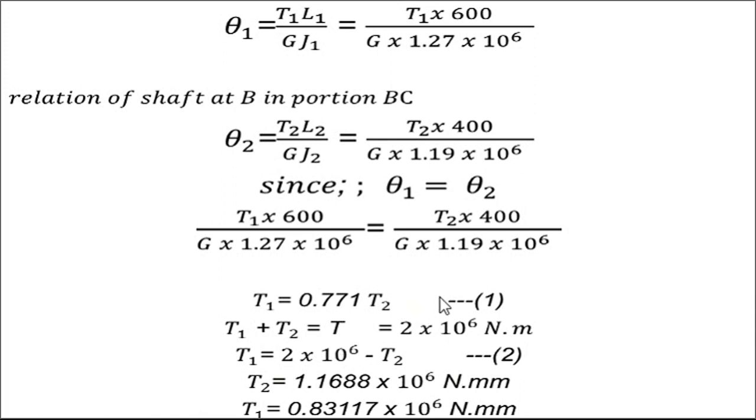So earlier we have equation number 1 and now equation number 2. After solving these two equations simultaneously, we will get the value of T2, which is 1.1688 into 10 raised to 6 Newton into mm. And after putting that T2 in any one of the equations, we will get the T1 value, 0.83117 into 10 raised to 6 Newton into mm.